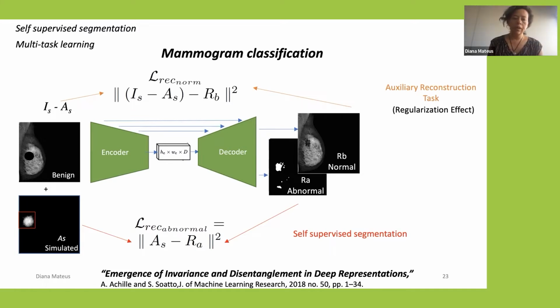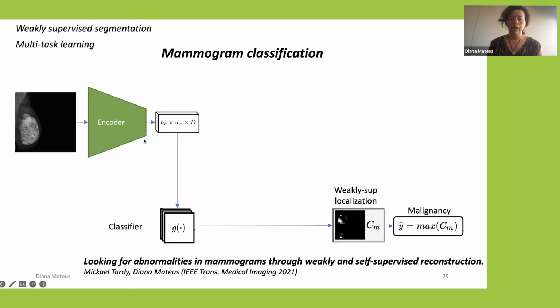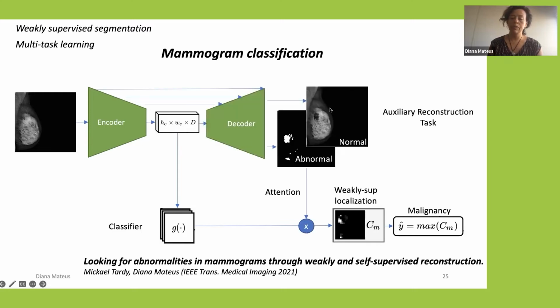So this is one part, but we have also the class activation maps that we were talking about in the beginning. What we propose is to combine the two because they have complementary information. So we are going to use these abnormality masks that we are extracting from the segmentation part as attention maps for the malignancy. So how does this look in practice? We had our classifier, or typical classifier. I'm just looking at the last fully convolutional layers of my classifier to have this weakly supervised localization. This part, I'm going to train it for a specific classification of malignancy, whereas here I'm just training for abnormality.